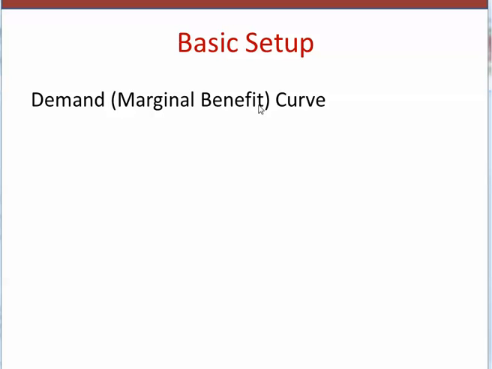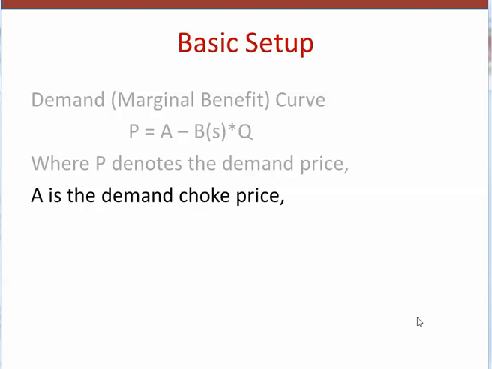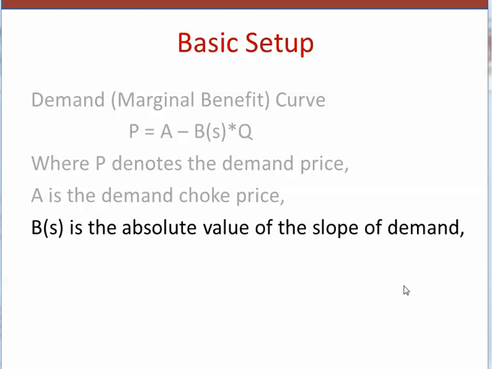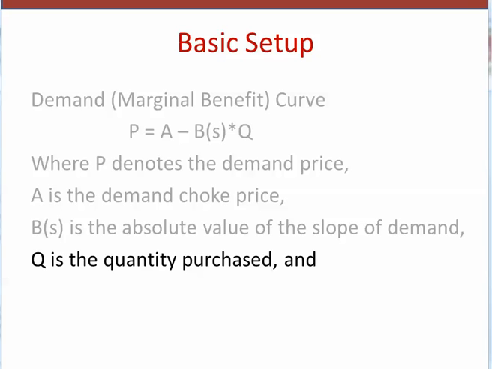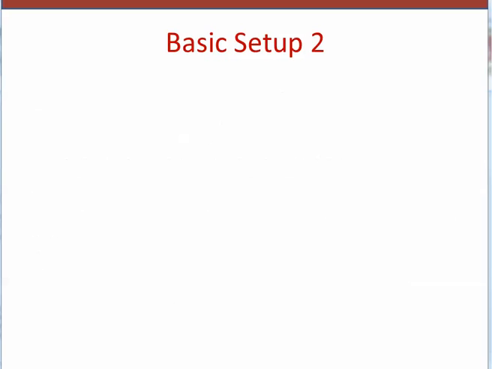So for the demand curve or the marginal benefit curve, we have this is the demand price. It is equal to A minus B of S times Q, and let's define the parameters. P, as I said, denotes the demand price. A is the demand choke price. If the price is above the choke price, then demand is 0. B of S is the absolute value of the slope of the demand, so there's a minus sign in front because demand is downward sloping. Q is the quantity purchased. And finally, S is an index of quality measured vertically. The higher S, the higher the quality.